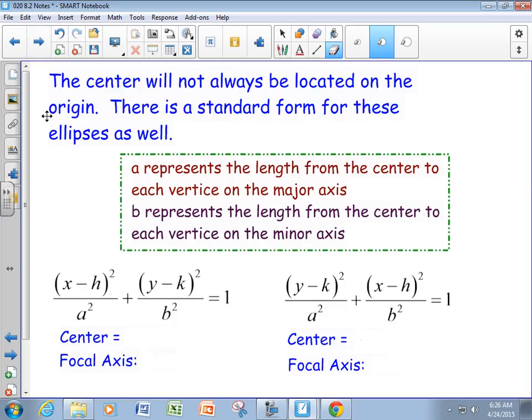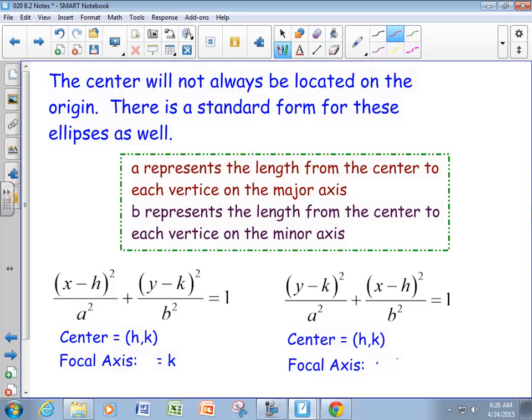The other standard form you guys have on your paper is when the center is not at 0, 0. So very similar to our circles and parabolas, this h, k idea. Whatever's with x is the h, whatever's with y is the k, and that can give you your center. So the center can move, and then you will be going up and down off of the center and left and right off of the center with your distance to your vertice and your distance to your co-vertice.